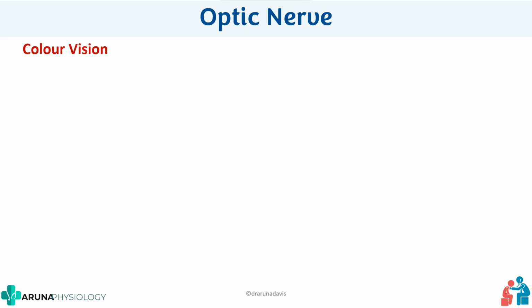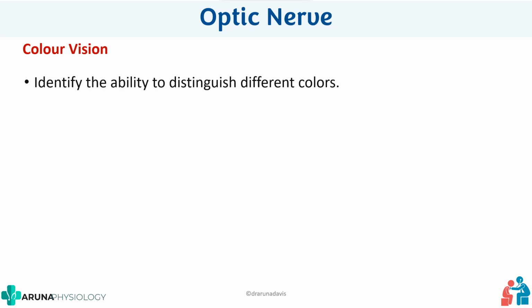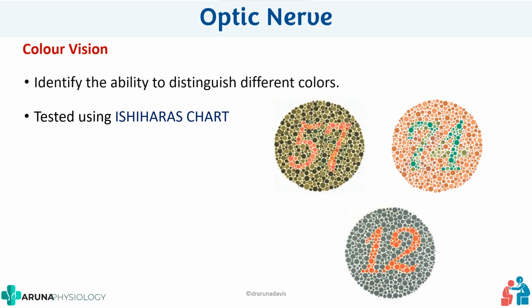Next is color vision. So how will we test for color vision? For that we've got another chart which is called the Ishihara's chart. Basically color vision is the ability to distinguish between different colors, and using this Ishihara's chart you can ask the subject to read these numbers. If this is a person who has red green color blindness, the person will not be able to read this number which is written here, which is 74. So like that you can test for color vision.